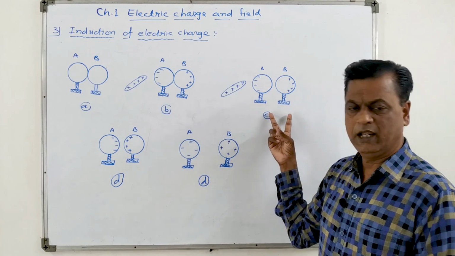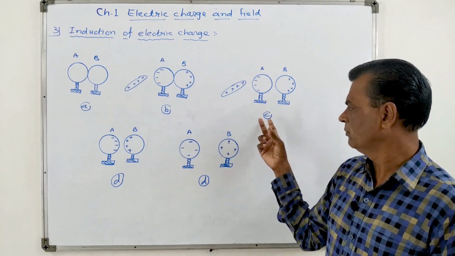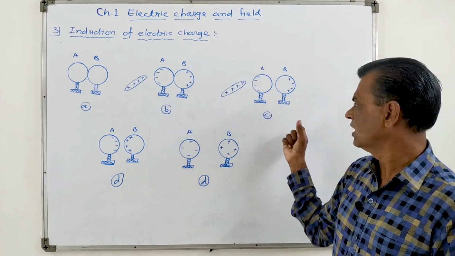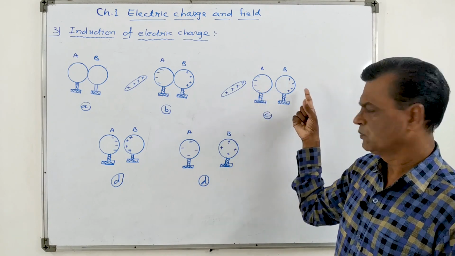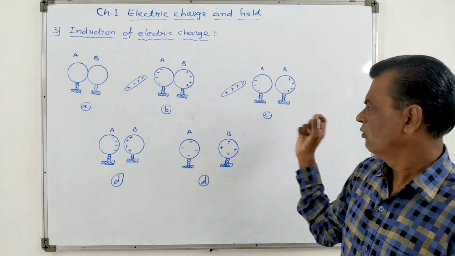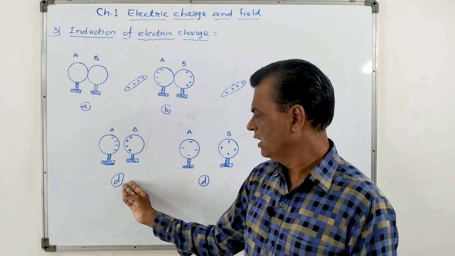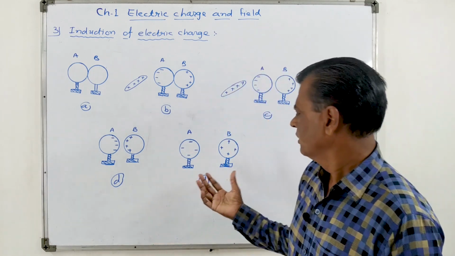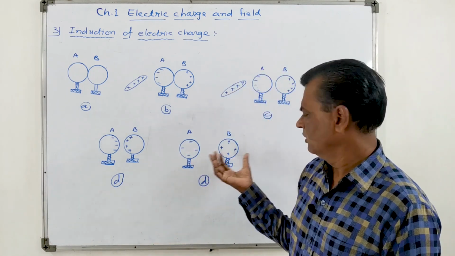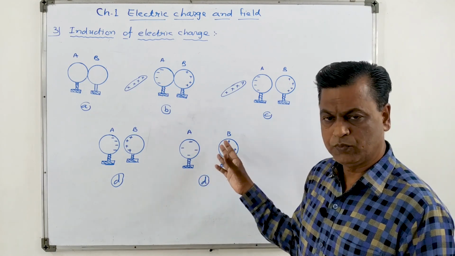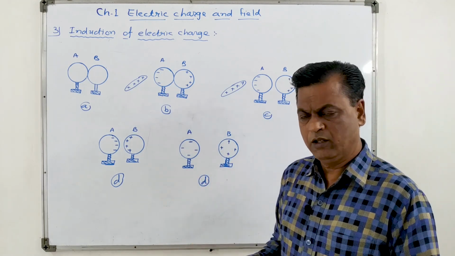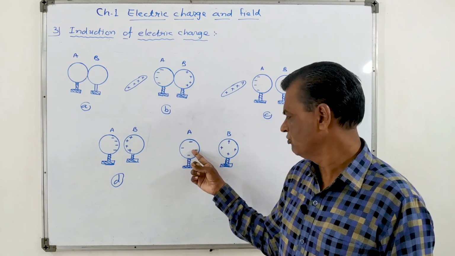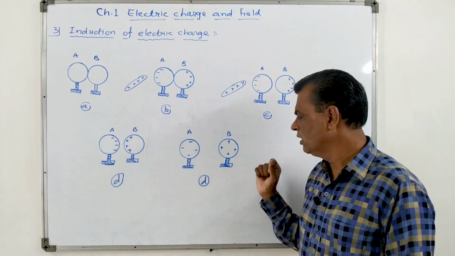Separate spheres A and B by a small distance as shown in figure C. Then both spheres are found oppositely charged. Sphere A is negatively charged, sphere B is positively charged. Now remove the glass rod as shown in figure D. Then the charges on the spheres are rearranged. Now separate the spheres quite far apart. Then the charge on the spheres gets redistributed over the entire surface of spheres A and B. So sphere A possesses uniformly negative charge and sphere B possesses uniformly positive charge.